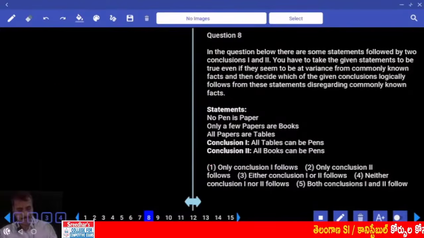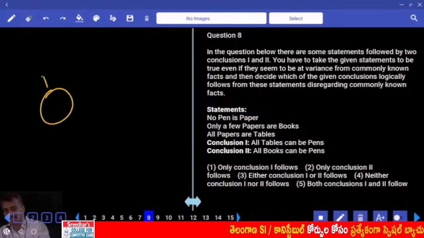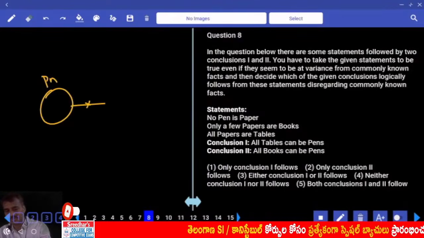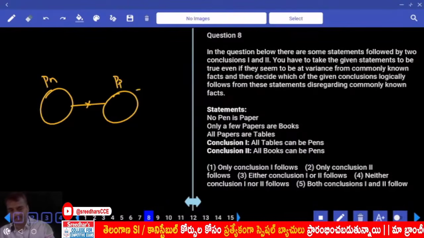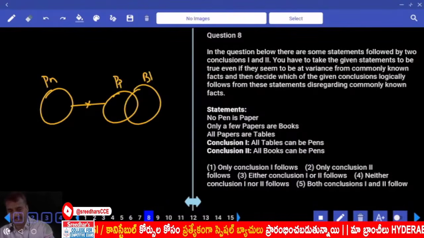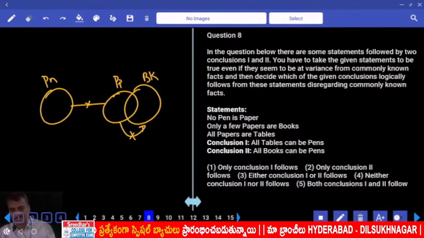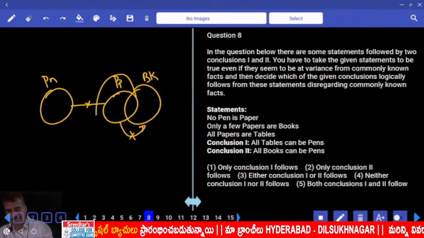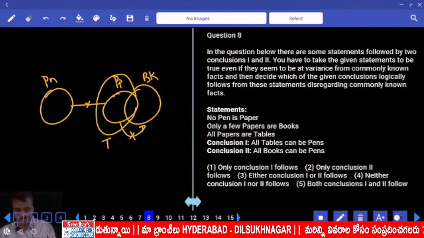Then 8th one, no pen is paper. No pen is paper, pen is here and paper is here. No intersection between pen and paper. Only a few papers are books. Now paper and book. Only some papers are books but not all. All papers are tables. Now this entire paper is a part of what? Table. Then all tables can be pens.